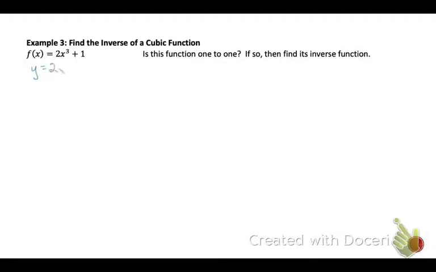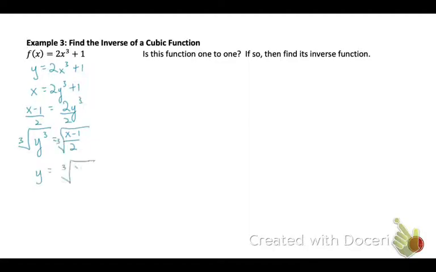So now let's write it in equation form, and then remember, interchange your x's and y's and solve for your new y. So subtract 1, divide by 2, and now you're going to take the cube root of both sides, so everything, the numerator and the denominator. So there's our inverse function. Let's write it with that notation.